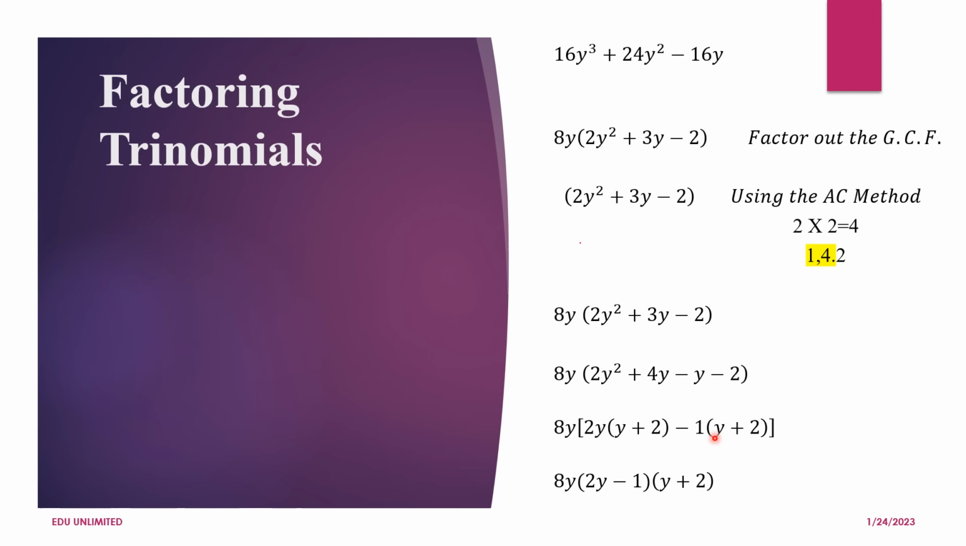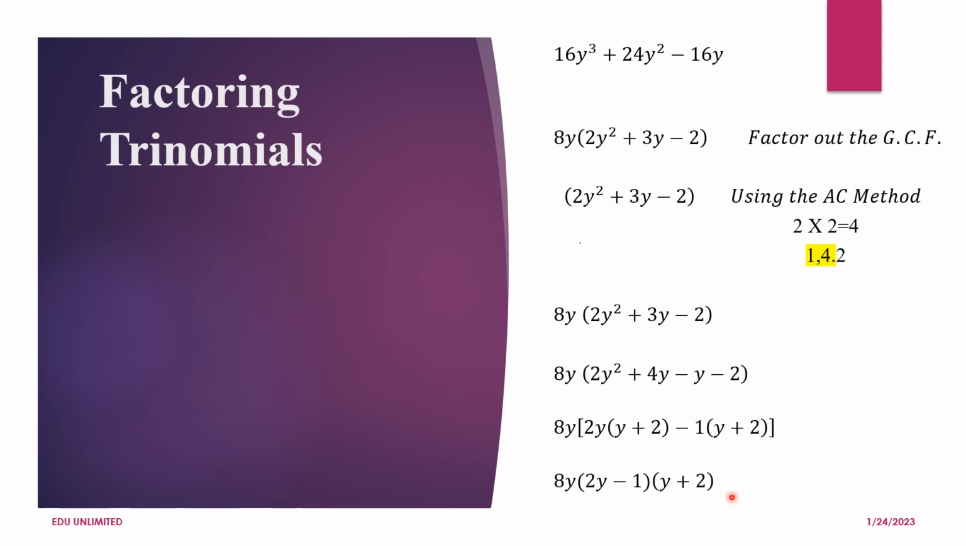Then we divide negative 2 by positive 2 to get negative 1 here. Okay? And then the two factors now would be 2y minus 1, and the other factor would be y plus 2. And then we have a third factor coming down the line, which was 8y. So now we had factorized this one completely.